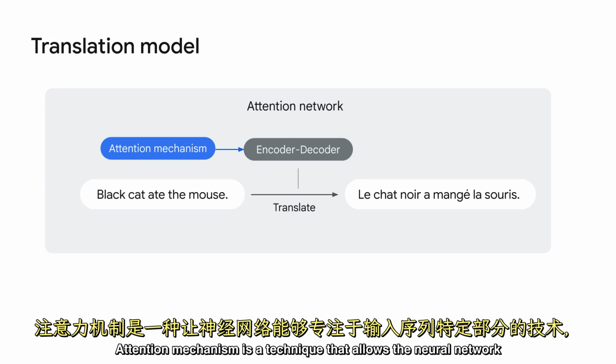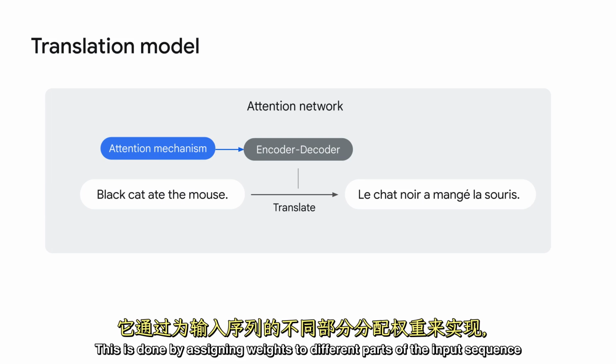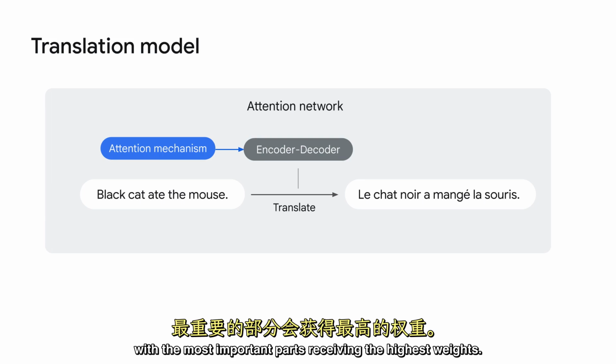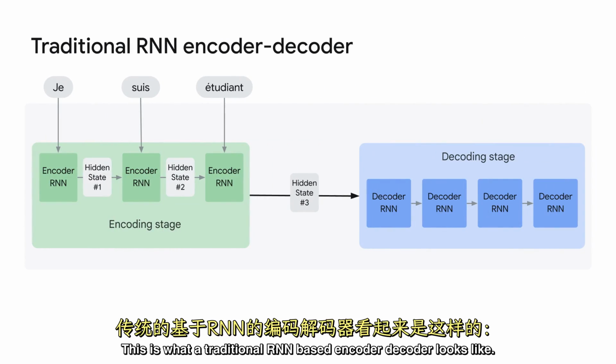Attention mechanism is a technique that allows the neural network to focus on specific parts of an input sequence. This is done by assigning weights to different parts of the input sequence, with the most important parts receiving the highest weights. This is what a traditional RNN-based encoder-decoder looks like.